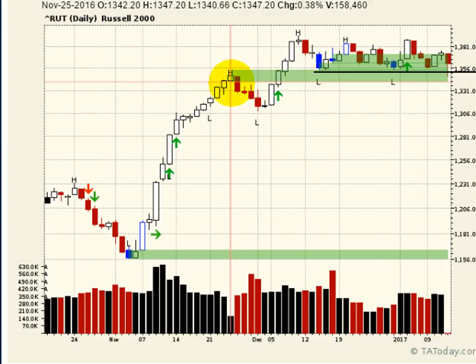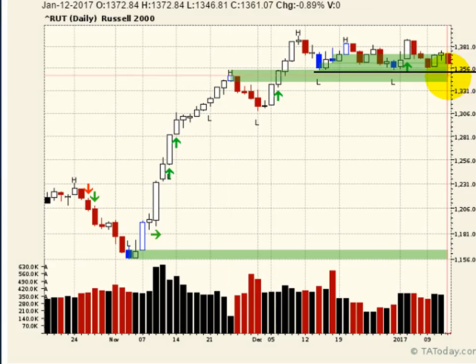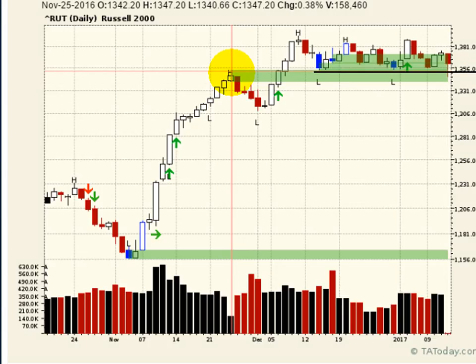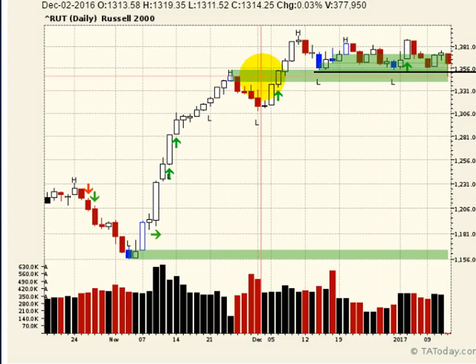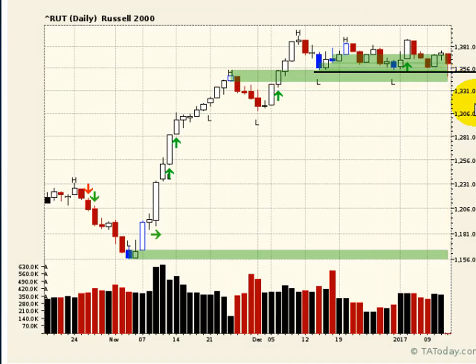If we look at this high, 1347.20, we got to 1346. So we got into this bar. Again, high probability that this is going to bounce. It's exactly what happened. And so that's what you're playing with Neoclassical.